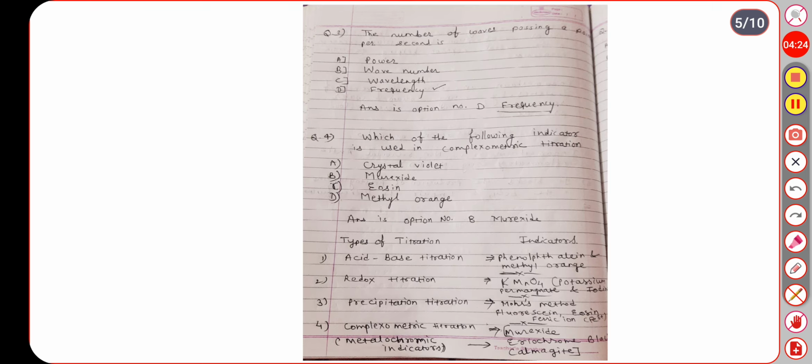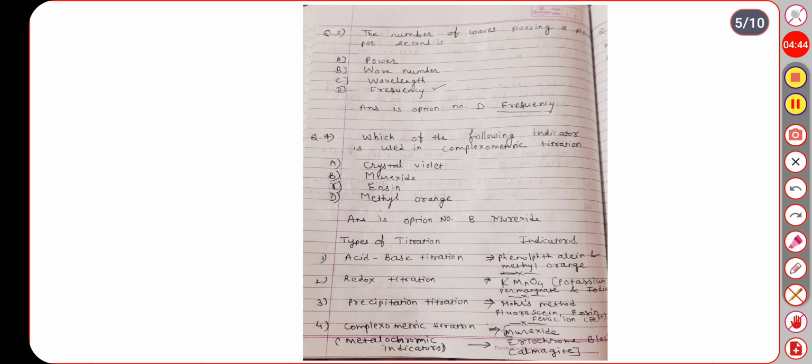Question number 4. Which of the following indicators is used in complexometric titration? Options are crystal violet, second murexide, third eosin, and fourth is methyl orange. The answer of the above question is option B, that is murexide.